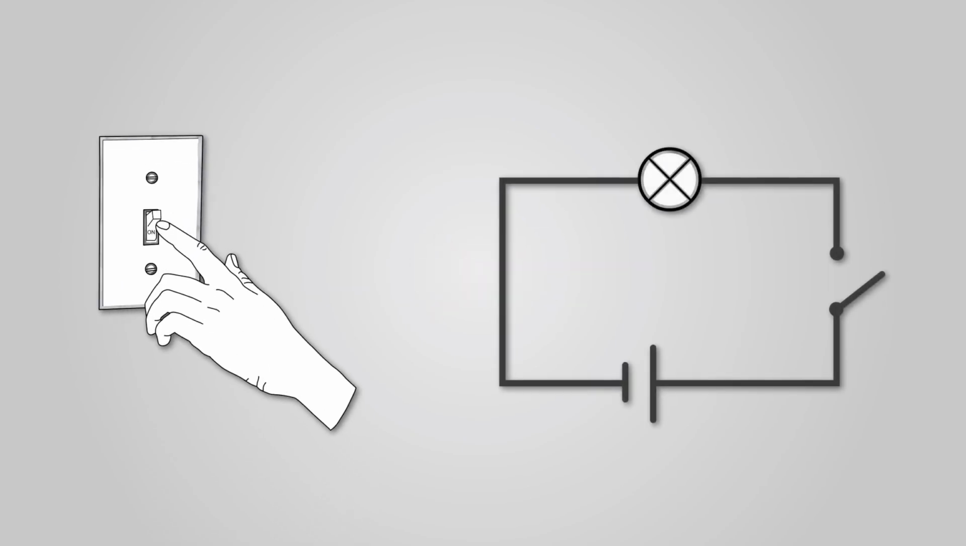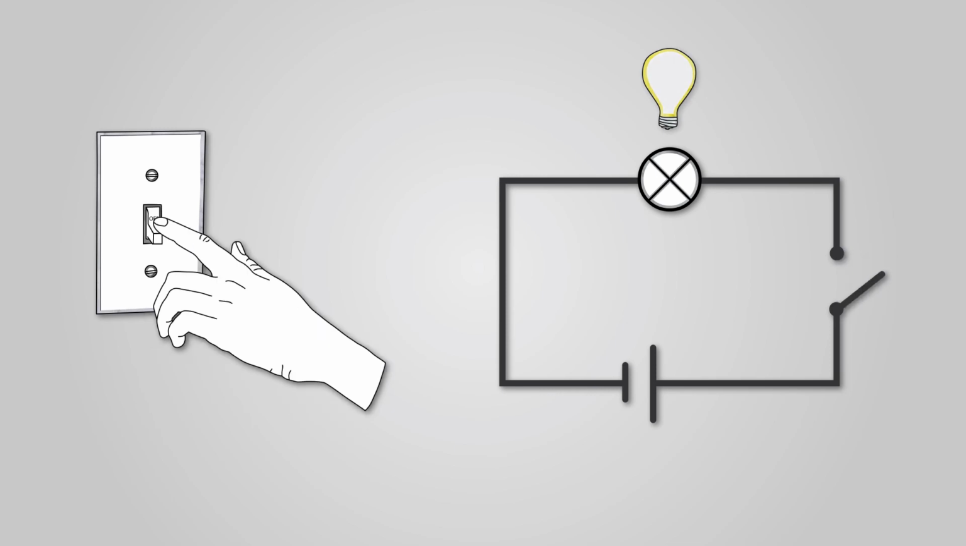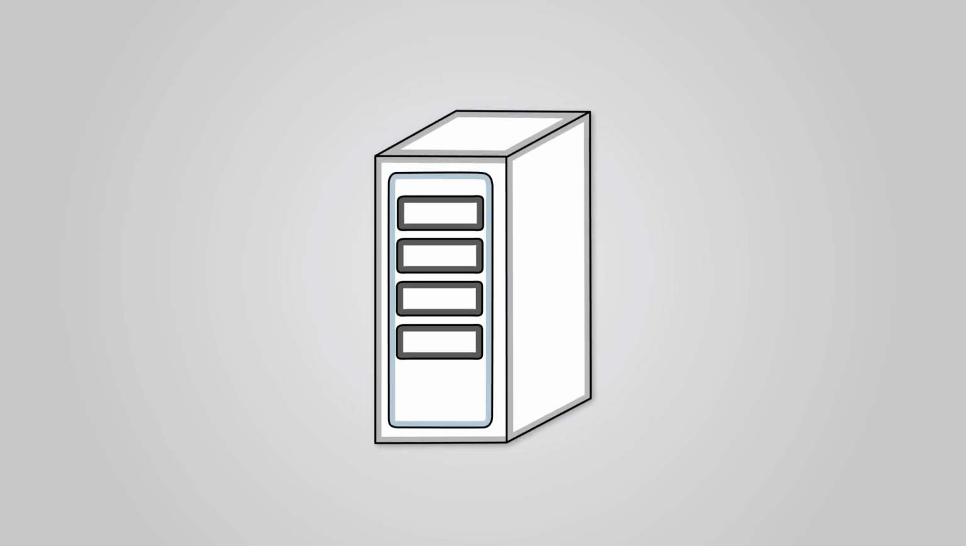The way this works is that when you press a switch, you close an electrical circuit, allowing current to flow to the lights. If you turn off a light, you are opening a switch, meaning electrical current cannot flow to the light. Much like your light switch, computers are made up of switches too.